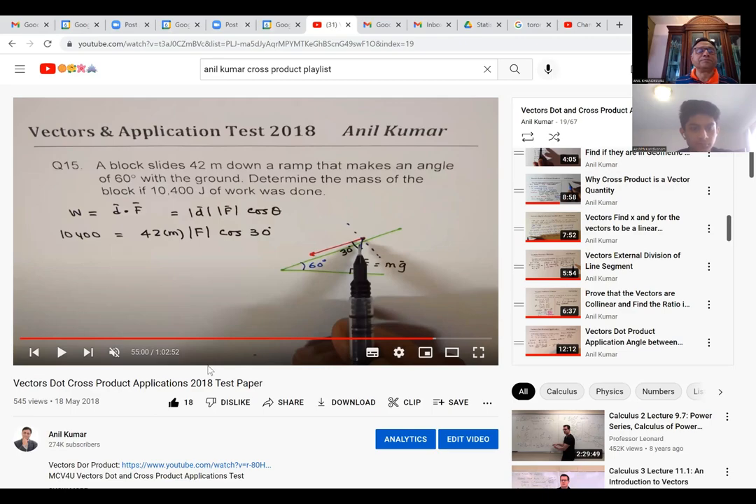Now here we have a dot product application on work done. So it's a practical application, just as you do in physics questions. Can you please read the question? Yes, sir. A block slides 42 meters down a ramp that makes an angle of 60 degrees with the ground. Determine the mass of the block if 10,400 joules of work was done. Work done is given to you, and you find the mass of the block, correct? Correct. You use dot product and then figure it out.